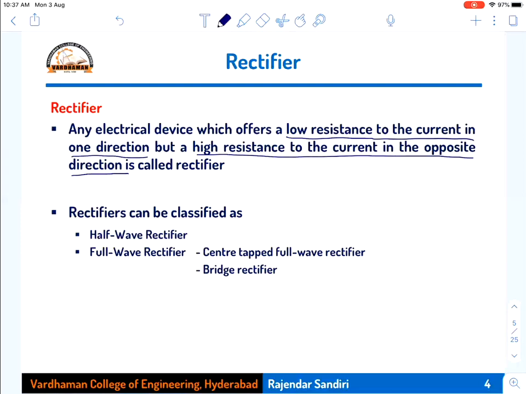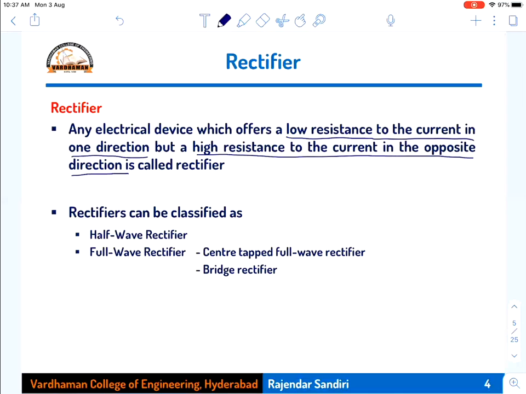What happened to the other half, the negative portion? It is making the output zero because the resistance is high, and the current will be zero during the high resistance path. Therefore, for a full sine waveform, only a half sine waveform you will be getting in the output. That's why we call it a half wave rectifier.